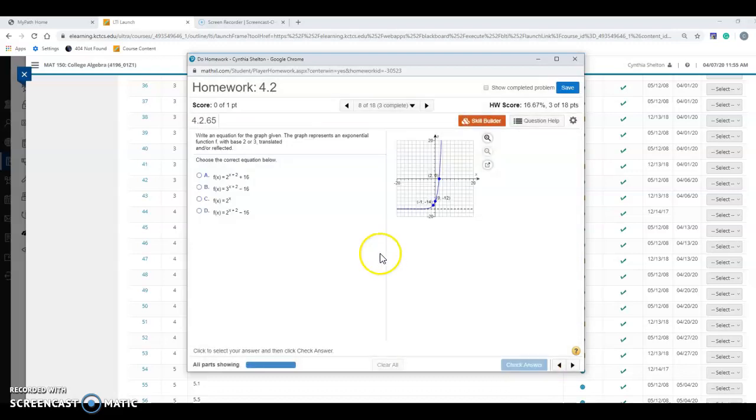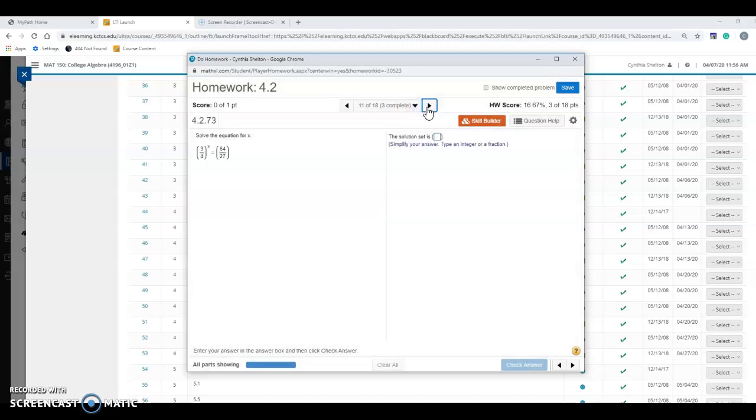All right, let's see if we have another one of those. This one lets you do the multiple choice, so I'll skip over that. Let's see if there's another graphing. I wanted to demonstrate that.